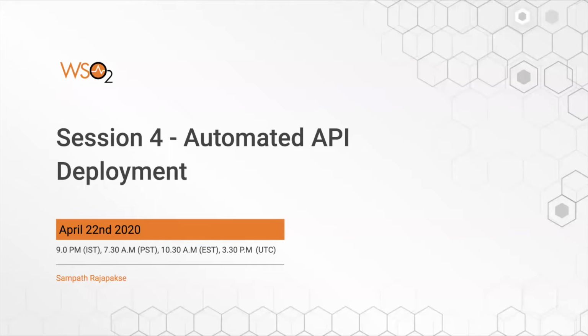I will be conducting the automated API deployment session. In this session, we are going to deploy an API from the Swagger definition to both WSO2 API Gateway and API Microgateway in the Kubernetes cluster created in the US region.